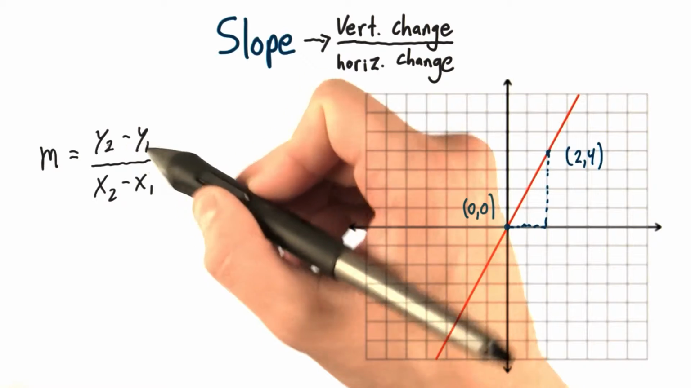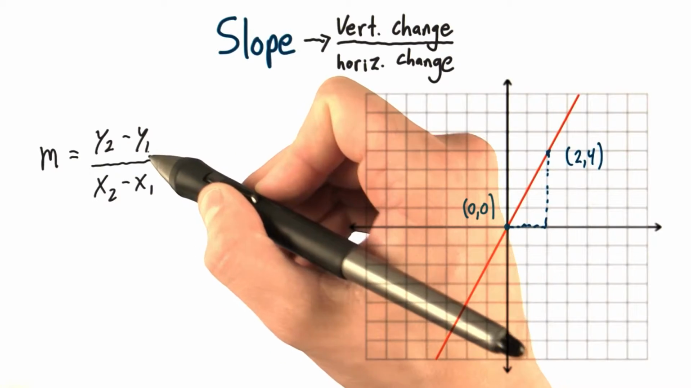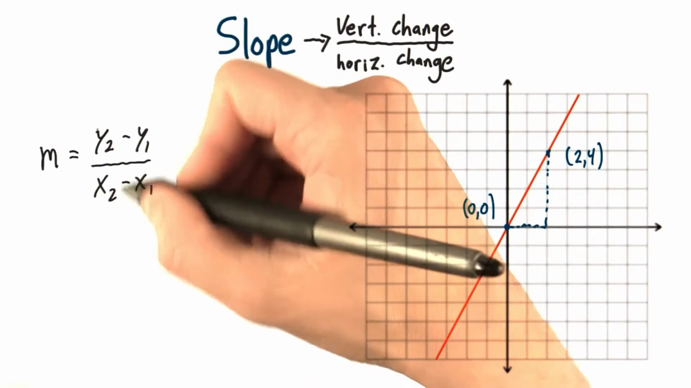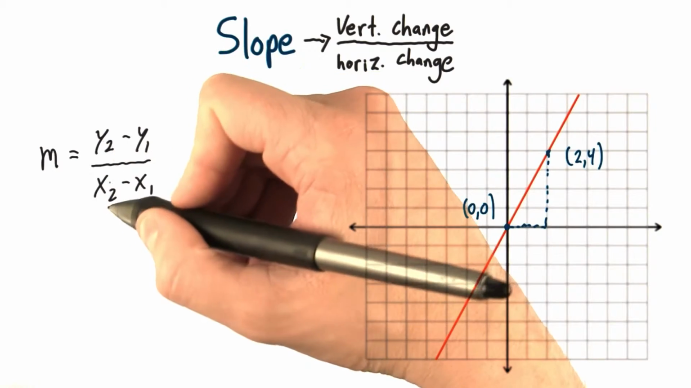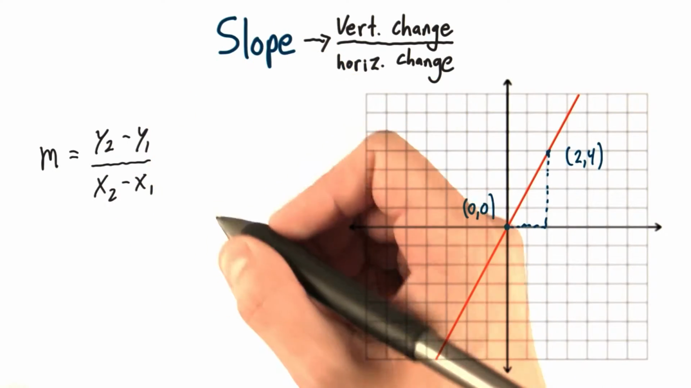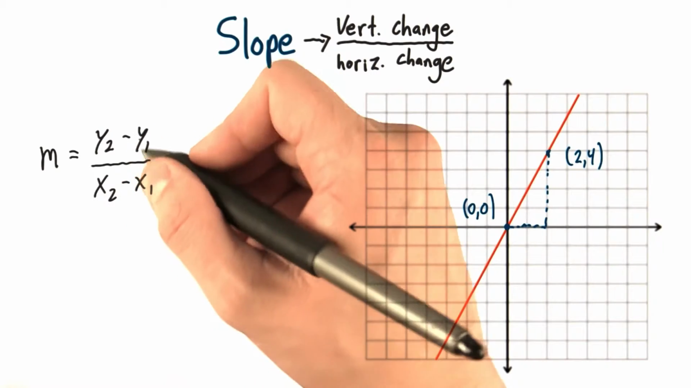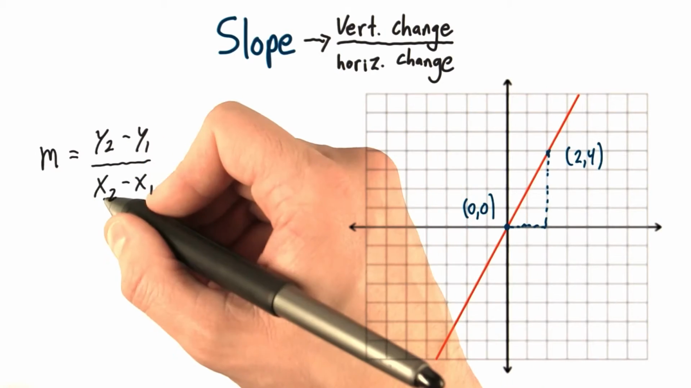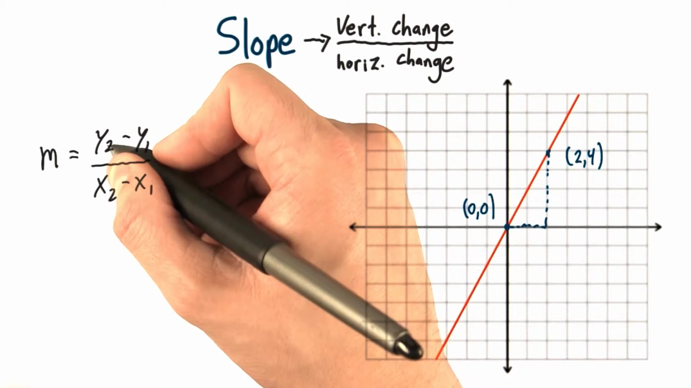And these little 2's and 1's are called subscripts. And what do they mean? Well, these 2's mean we're referring to our second point, and the 1's mean we're referring to the first point. So this would be the y-coordinate of the first point, the x-coordinate of the first point, x-coordinate of the second, and y-coordinate of the second.